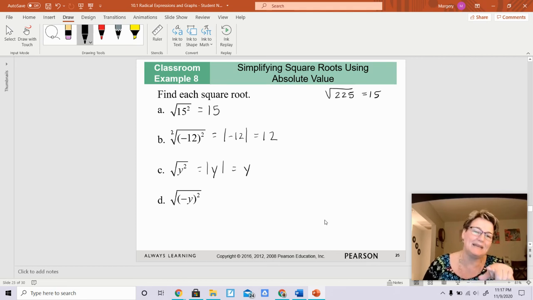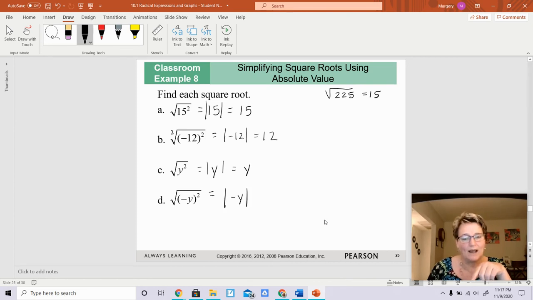I mean, it's the same idea here. I'd be taking the absolute value of 15. It's just 15, not a big deal. Now for this one, remember this is a square root, so it's an even index and an even power. So that's going to be the absolute value of negative y, which is y. Okay? And we'll go over it more later on.